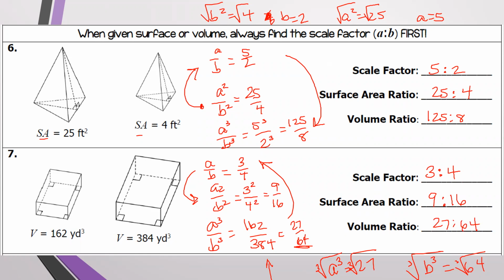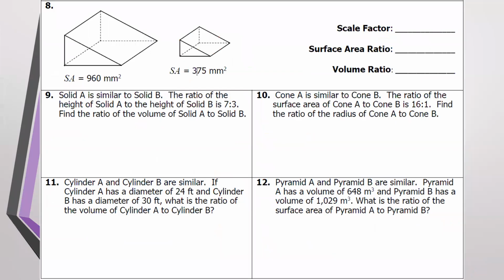Okay, so something that we haven't really seen since Algebra 1 is how to undo a cube. How do you undo a cube? Well, you use a cube root. How do you undo a square? You use a square root. Hopefully that makes sense. I'd like you to try number 8. They give you the surface area.